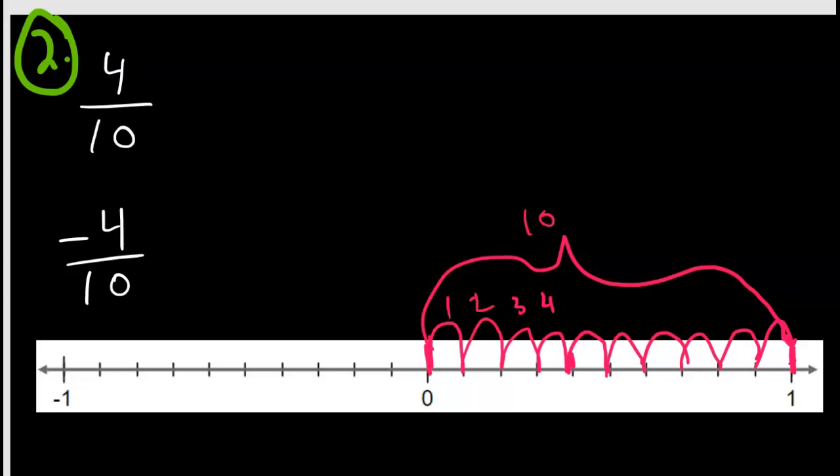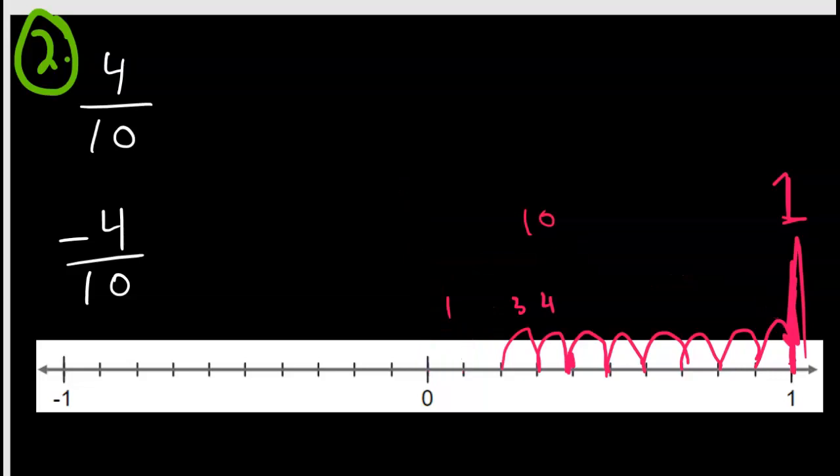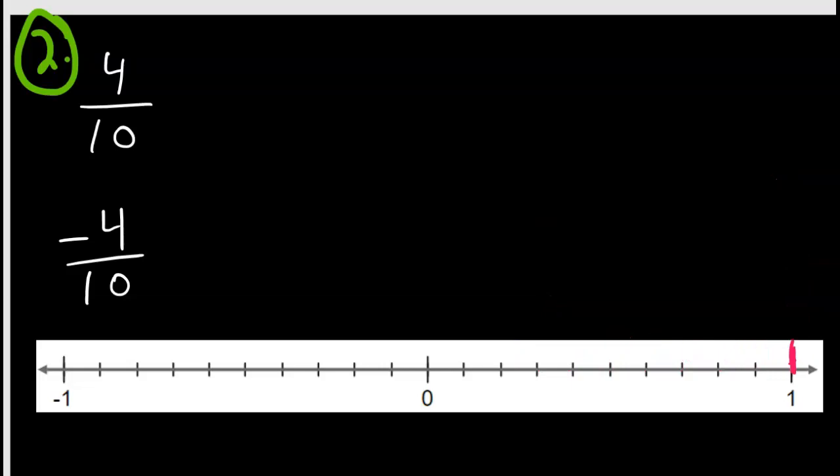So that means that between 0 and 1, we had partitioned this. We cut it into 10 pieces. So each piece is 1/10. 1/10 of a piece. 1/10. Yep, total of 10 pieces. Here's 1/10. 1/10 is here.